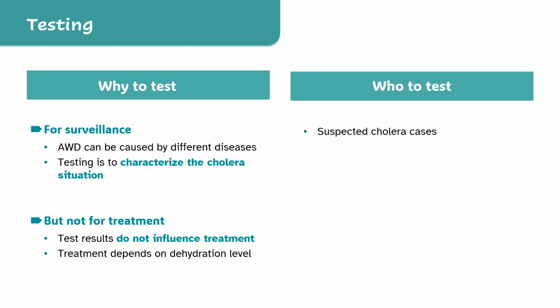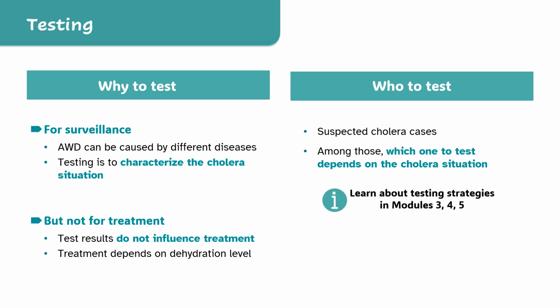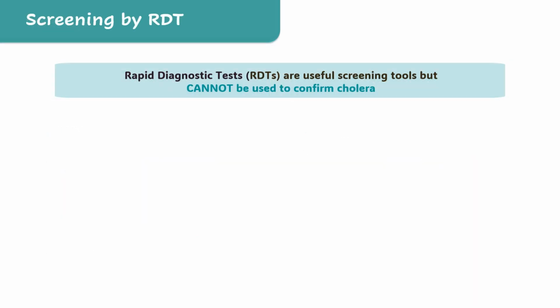Cholera tests are performed on patients who meet the definition of a suspected cholera case. Among those, which one should be tested depends on the cholera situation. You will learn about testing strategies applicable in different situations in the next modules of this course. Rapid diagnostic tests for cholera, RDT, may be available in your country. If so, they are useful screening tools.